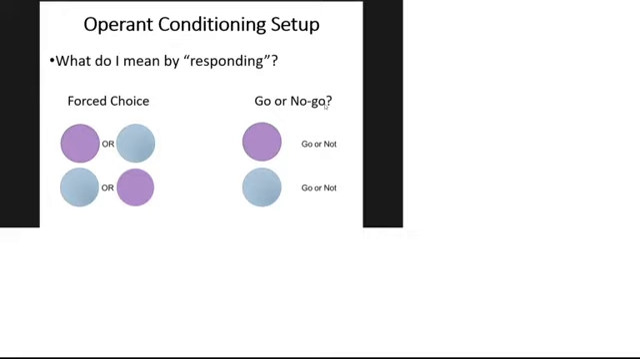And it's really hard to show them two sounds, so you would have to do one at a time. And that's when we use the second option. Instead of giving them a choice, pick one or the other, we give them the option of either going, making a response, or not going, withholding a response.